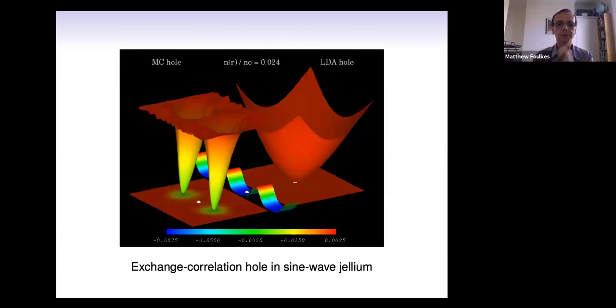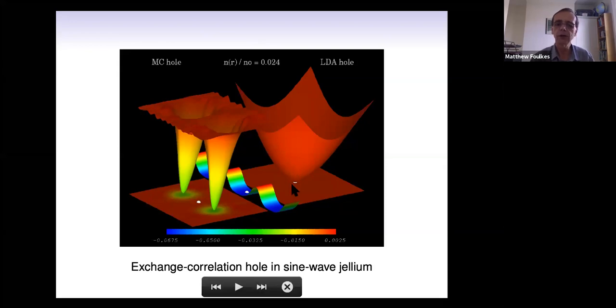Here's a simple example of a Monte Carlo simulation, just because I haven't had a picture yet. This was done a long time ago by a postdoc of mine called Marzian, and we were looking at what we called sine wave jellium, which is a uniform electron gas, to which we then applied a sinusoidal external potential, and that created a sinusoidal charge density. So this ribbon up the middle is the charge density. We put one electron in a low density region of the ribbon, and because we have a true many-electron wave function, we can calculate correlation functions. And in this case, it's the exchange correlation hole.